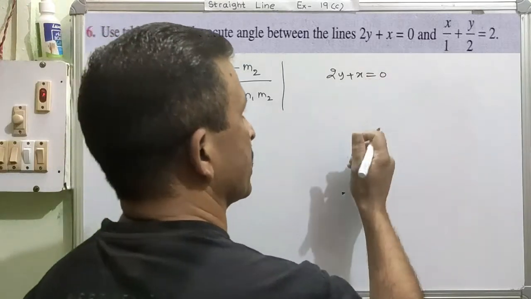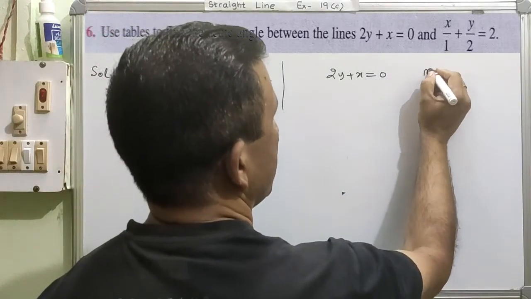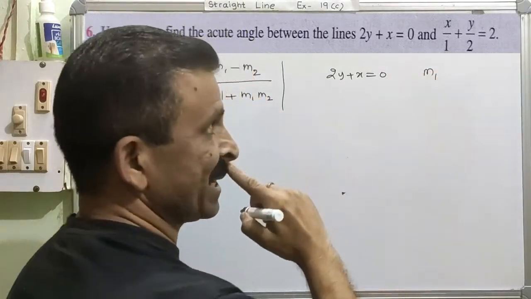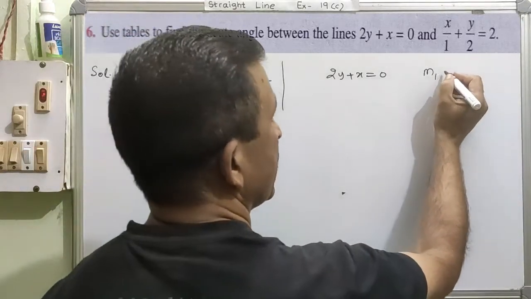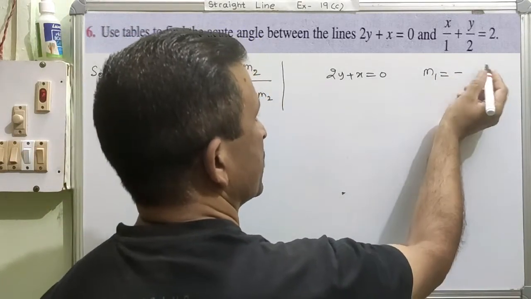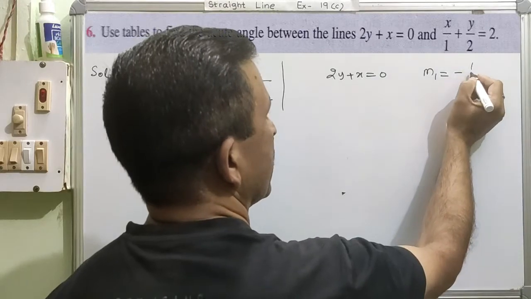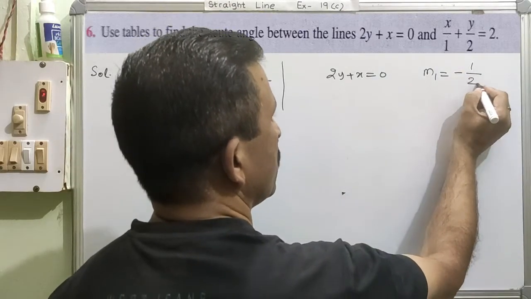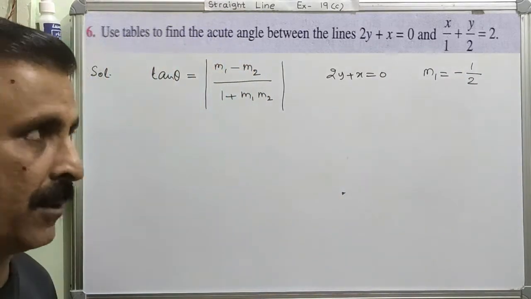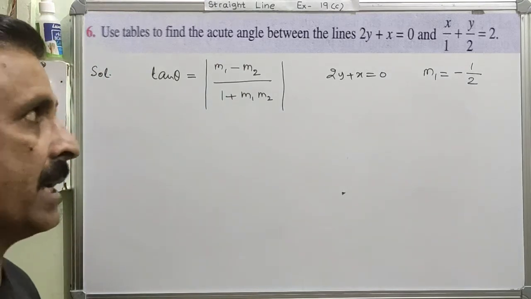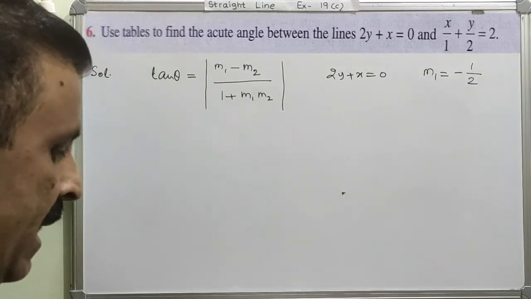So I'm going to use the same format. When you have your equation in the general form, the slope of this line, which I will denote as m1, is minus the coefficient of x, that is 1, over the coefficient of y, that is 2. So this becomes the slope of your first line. Is it alright? Now we will take the second line.